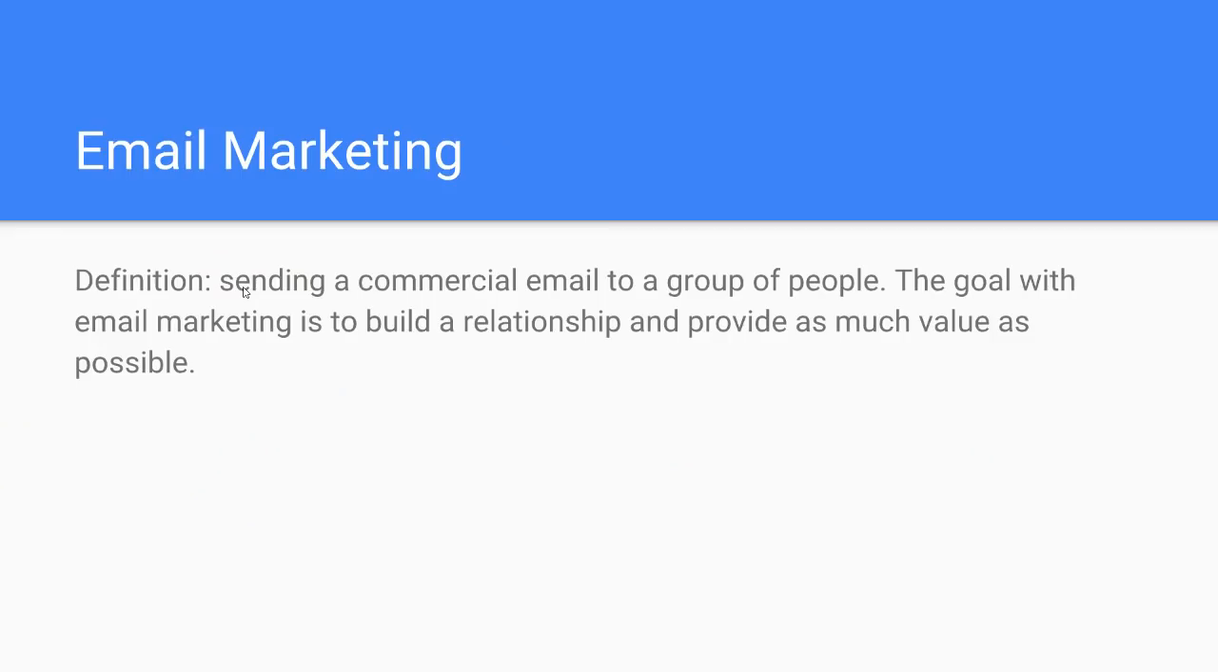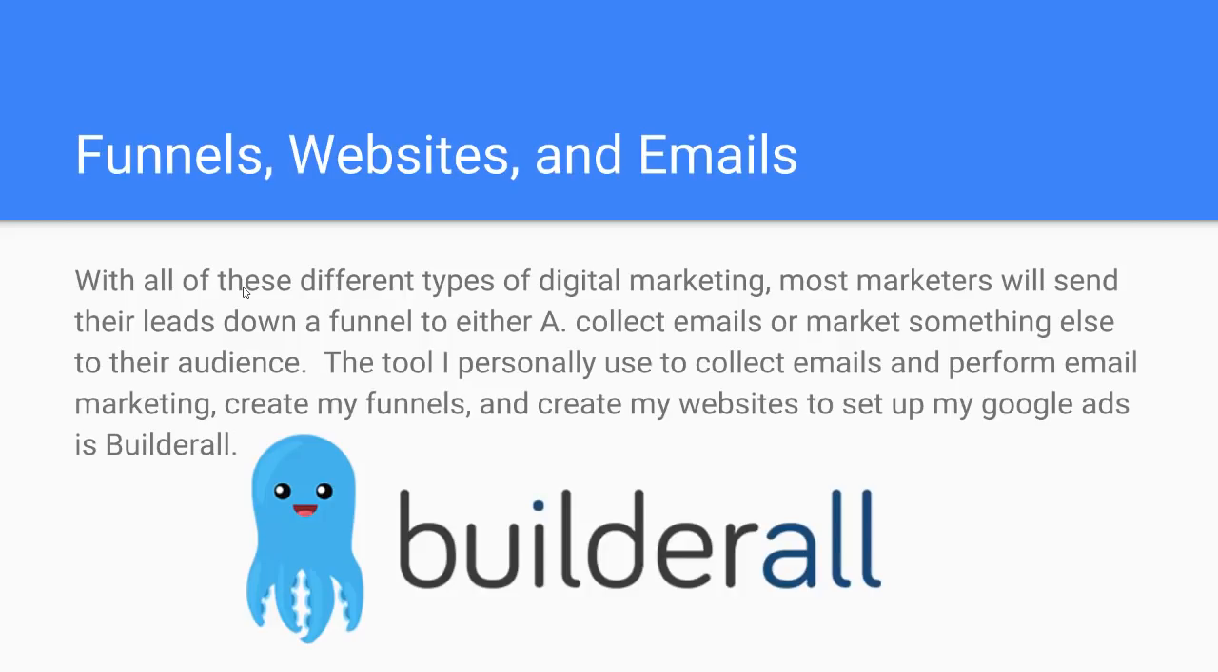The next form of digital marketing is email marketing. The definition of email marketing is sending a commercial email to a group of people. The goal with email marketing is to build a relationship and provide as much value as possible. Email marketing is very strong, and it can really connect you to an audience of people when you are a digital marketer, and you can promote products and services to them at any point, because you have a list of 5, 10, 50, 100,000 people on that list. The key to it, like I said though, is to build a relationship with your audience.